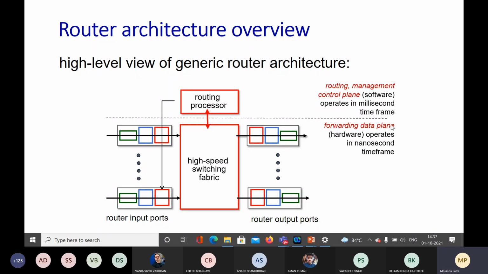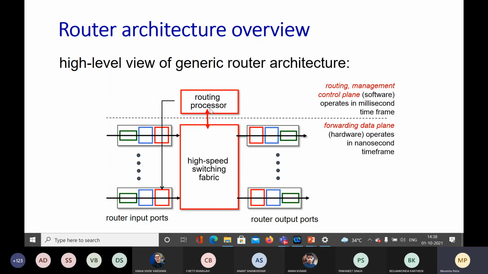So up to the routing processor, as I told you, from here we get the information about what the path is and correspondingly what the output port is to which the datagram has to be transferred. So what tasks will this routing processor have to do? Routing and management. Basically some software functionalities which operate in a very small amount of time, that is, in a milliseconds time frame. So this is the software part here. All the control information is here.